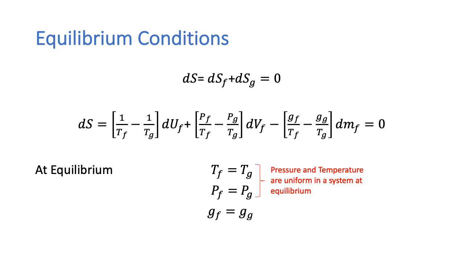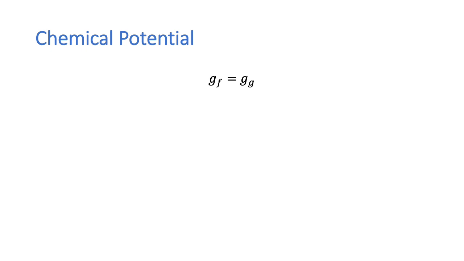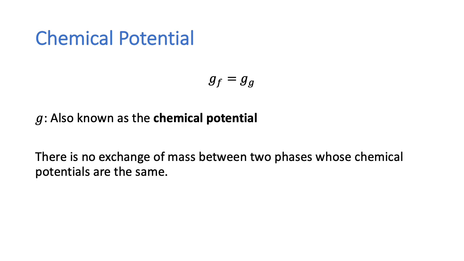The first two conditions we are already familiar with. We know that the pressure and temperature are uniform in a system at equilibrium. The third condition is a new one. So we have that at equilibrium, G_F is equal to G_G. The specific Gibbs function is also known as the chemical potential. And what this condition tells us is that there is no exchange of mass between two phases whose chemical potentials are the same.